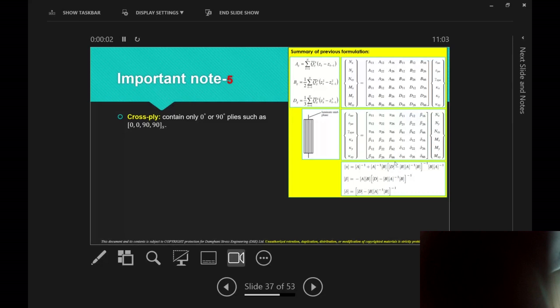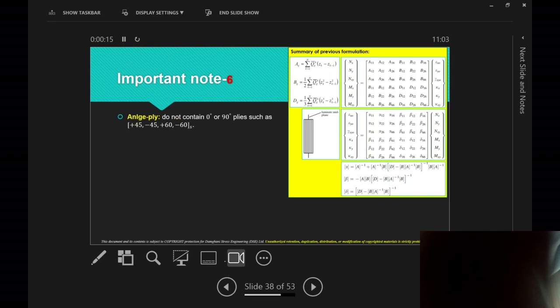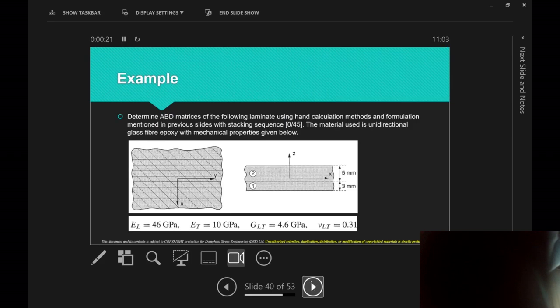So the next one, again, cross ply. I did mention that cross ply. The angle ply, which is the soft laminate, the angle ply. It just doesn't show anything here. Quasi-isotropic, that's the one I talked about. Okay.